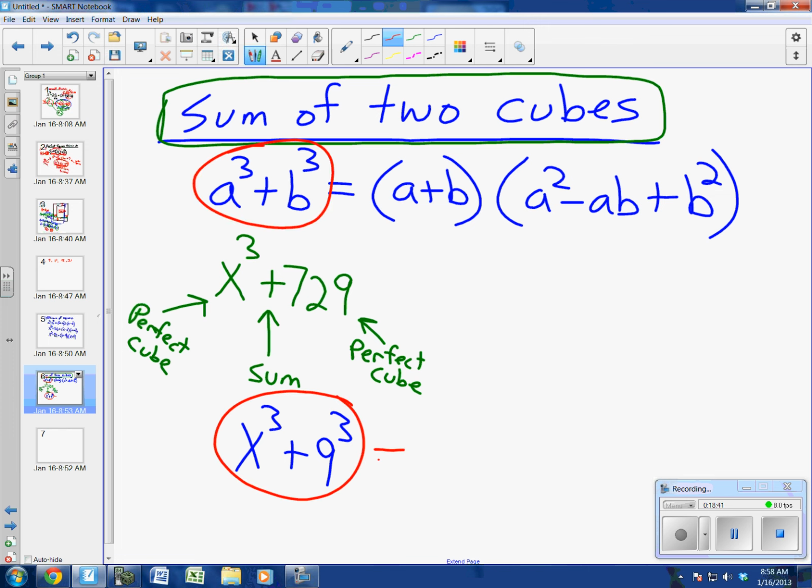So now I am going to write the factored form. Okay, this is a formula for factoring a sum of 2 cubes. Wherever there's an a, what am I going to put, you guys? An x. And wherever there's a b, what am I going to put? A 9. So what's my a plus b going to be? X plus 9. Everybody write that down.